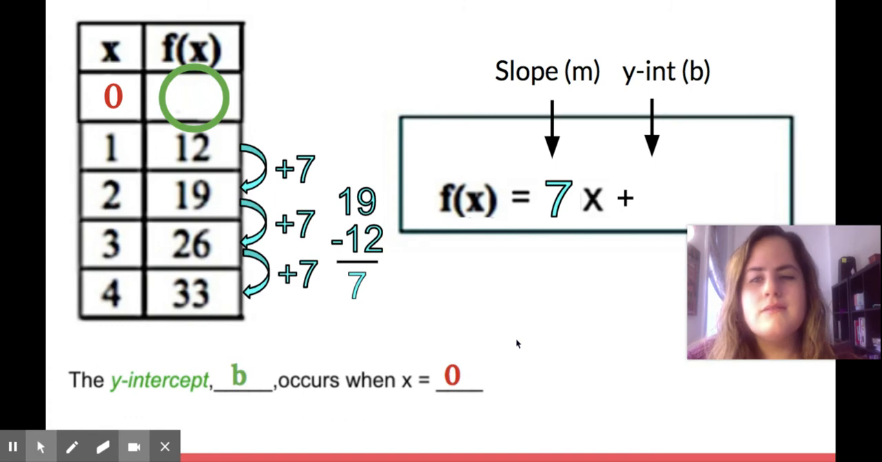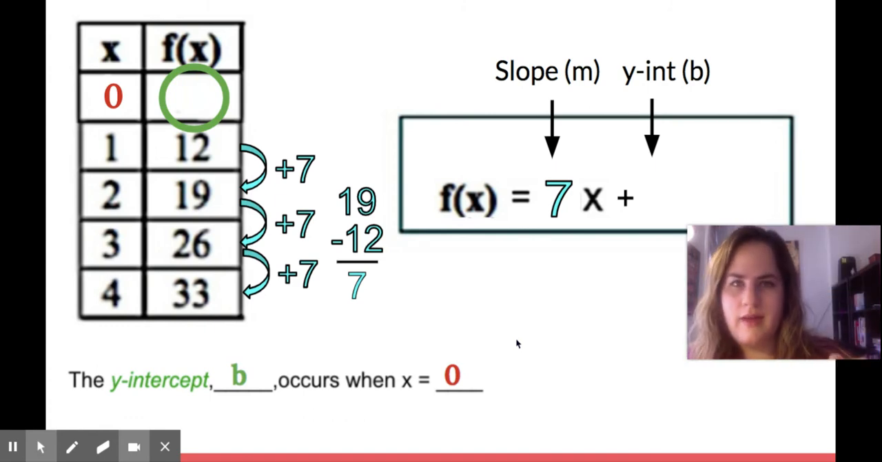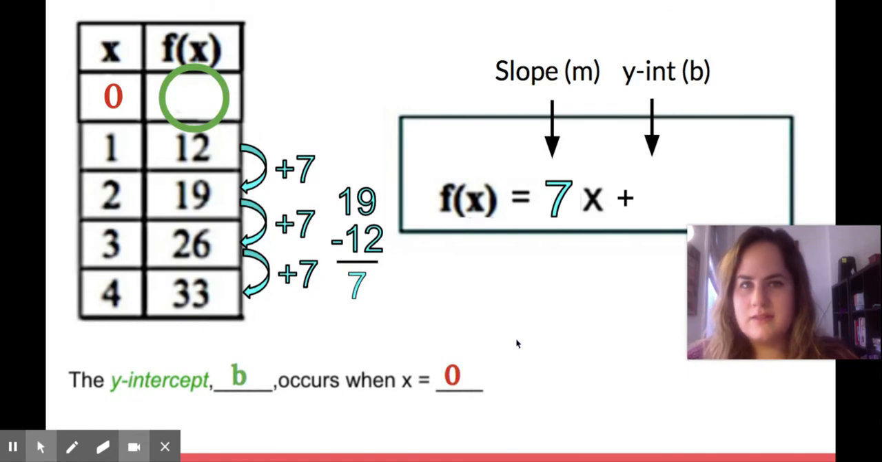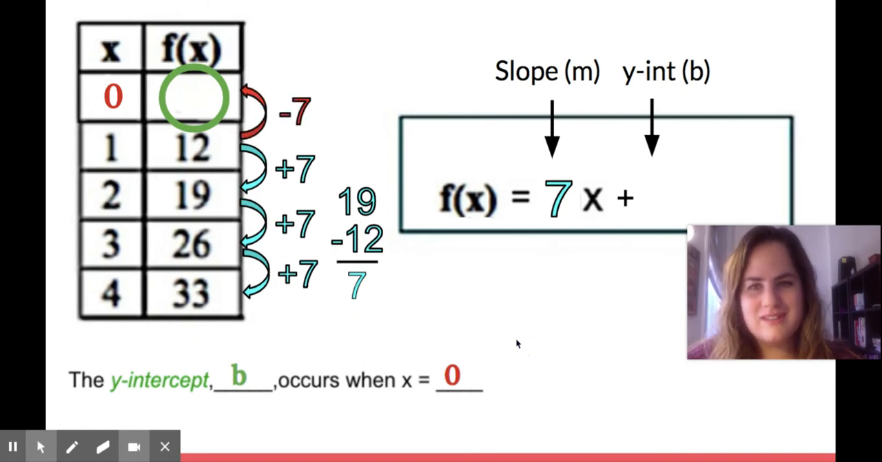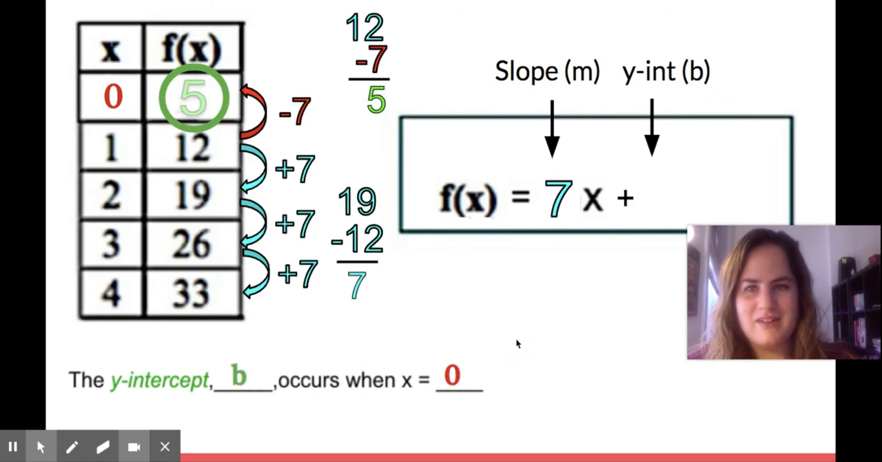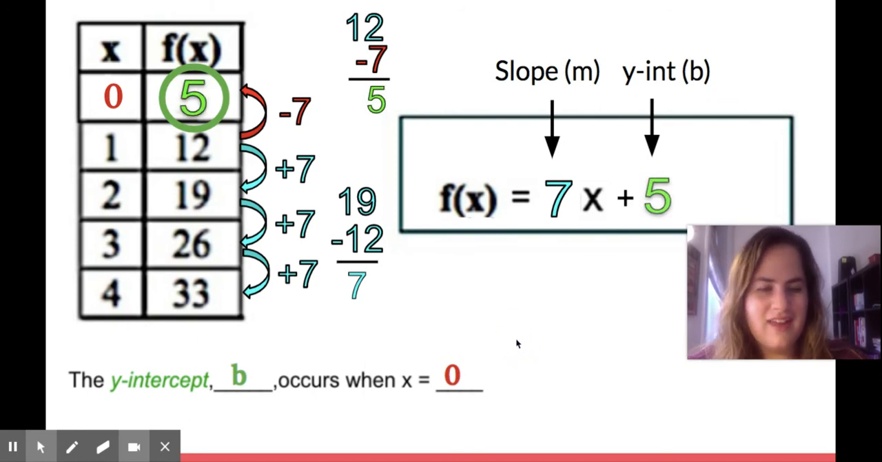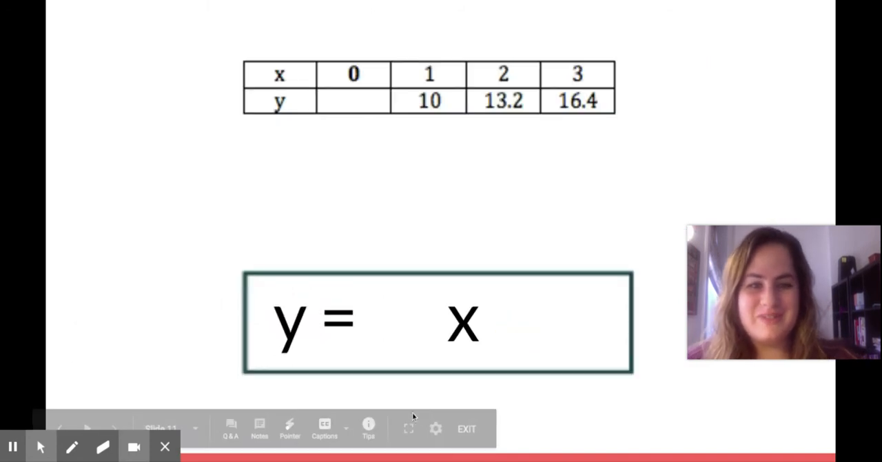Now I'm going to use my slope to get my missing number. Going forward in the table, you're adding 7. So what do you think is going to happen when you want to go backwards in your table? The opposite of adding 7 will be subtracting 7. So I just have to do 12 minus 7 to find my missing number, which is +5. And that goes at the end of my equation. Cool. Let's do one more.